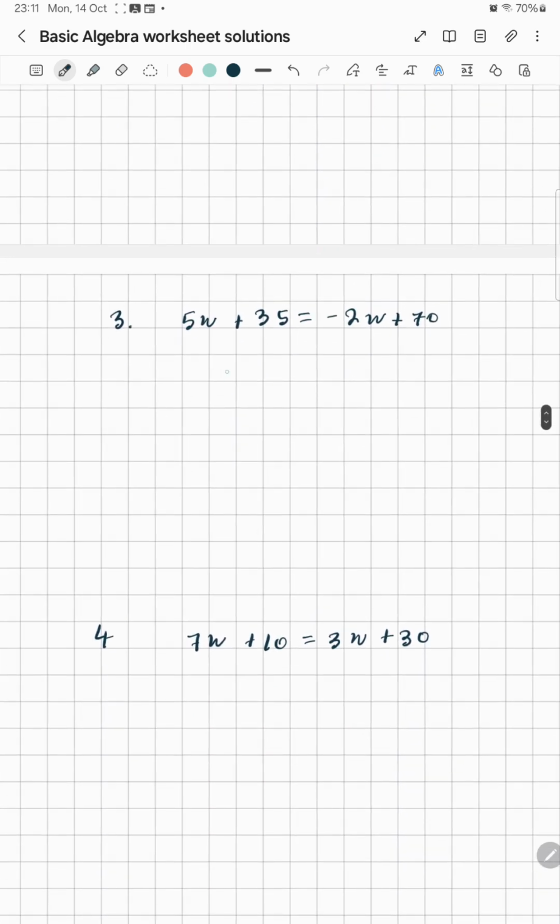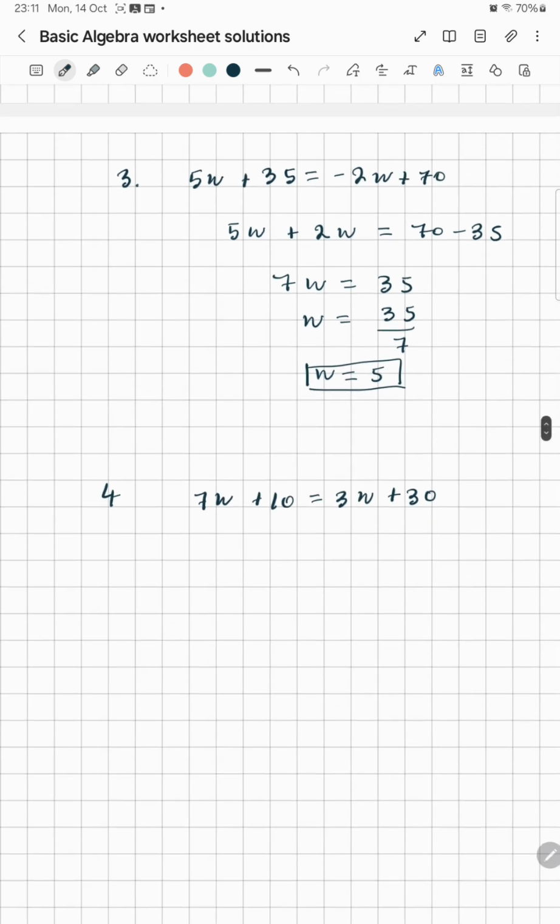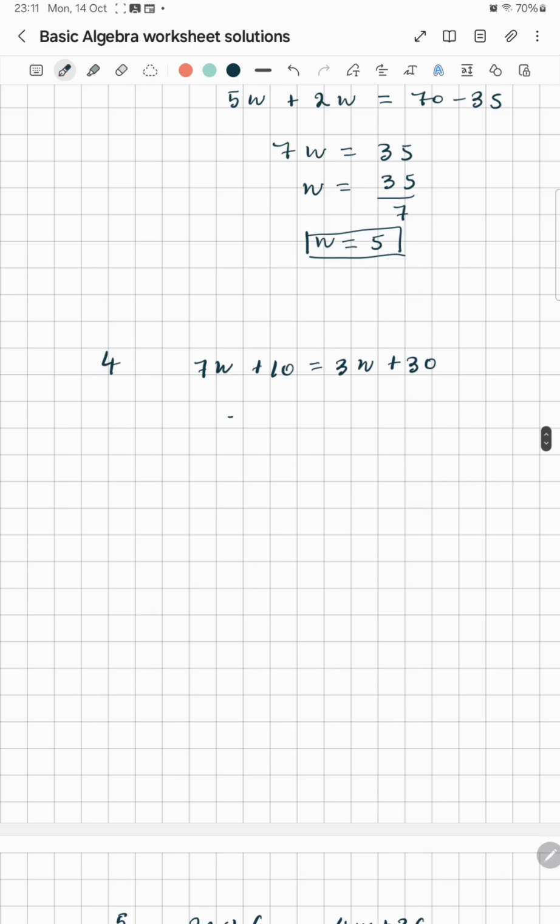Number 3, we have a two-sided equation. 5w plus 2w equals 70 take away 35. 7w equals 35. We divide by 7 both sides, w is equal to 5. Number 4, we have 7w minus 3w equals 30, take away 10. That's 4w is equal to 20, we divide by 4, and we get w is equal to 5.